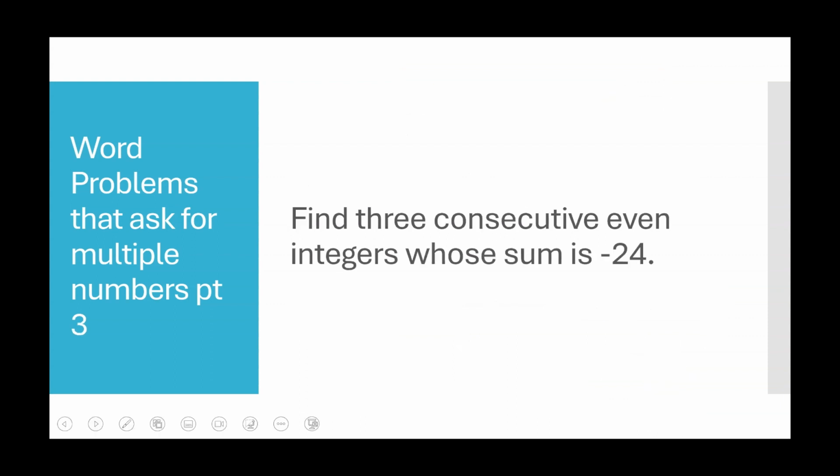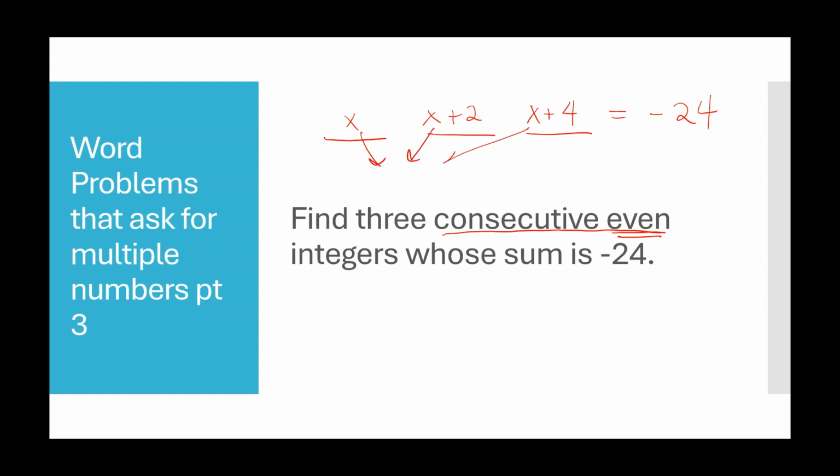3 consecutive even integers whose sum is negative 24. Yikes. All right, so we have 3 consecutive even integers. Since they are consecutive evens, they go in a row, but they have to skip the odds, right? So if we start with x, the next number is going to be 2 more. And then the next number is going to be 2 more than that, which is 4 more from the original. All right. Now, combining like terms, I've got 1, 2, 3 x's. And I've got 2 plus 4 is 6.